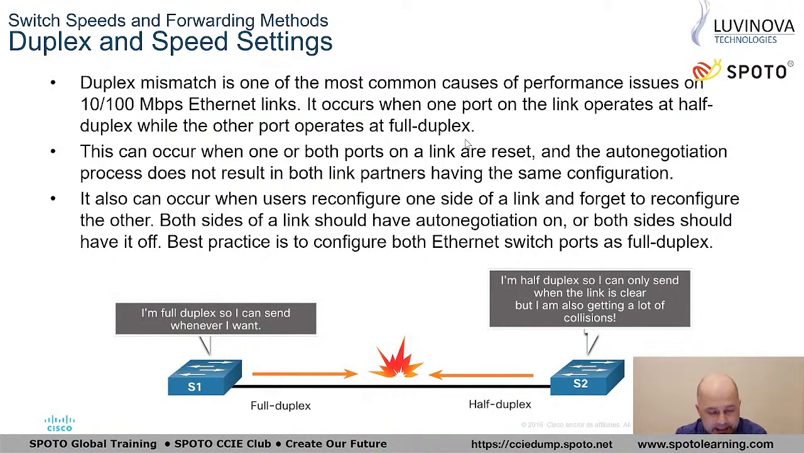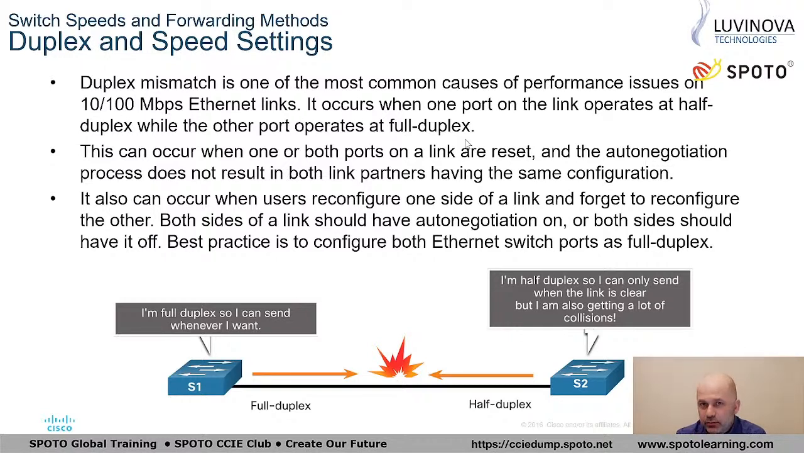Duplex and speed settings. Duplex mismatch is one of the most common causes of performance issues on 1000 megabits, where your network card accepts speeds from 10 up to 100 megabits. It occurs when one port on the link operates at half duplex while the other port operates in full duplex.